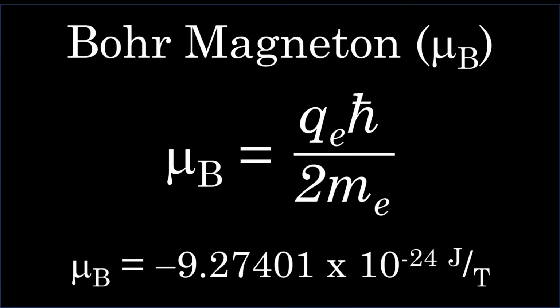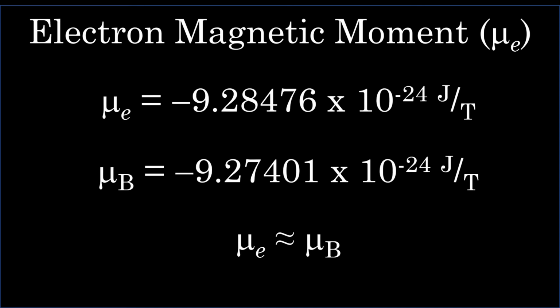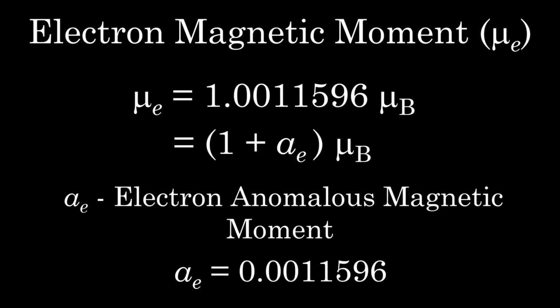Ideally, the Bohr magneton, the charge of the electron times Planck's constant divided by 2 times the electron mass, should be the magnetic moment of the electron. However, it differs slightly from the measured electron magnetic moment by the so-called electron anomalous magnetic moment, which is 0.0011596. While contemporary particle physics offers a different explanation for this difference, the anomalous magnetic moment may actually provide insight into the structure of the free electron.